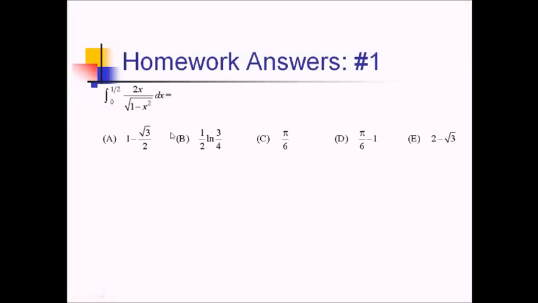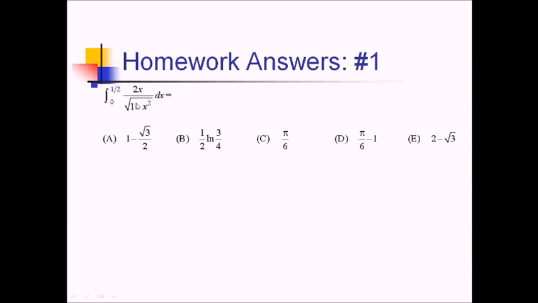For number 1, we're trying to find the definite integral from 0 to 1/2 of this crazy rational radical expression. Looking at this, I do notice that I've got an x squared and its derivative, 2x, in the same problem. So integration by substitution seems like a good shot on this one.